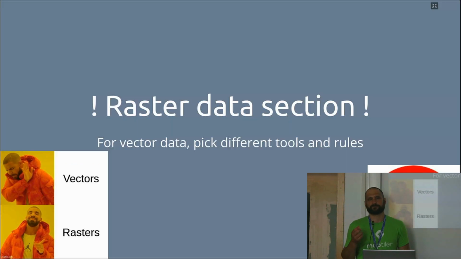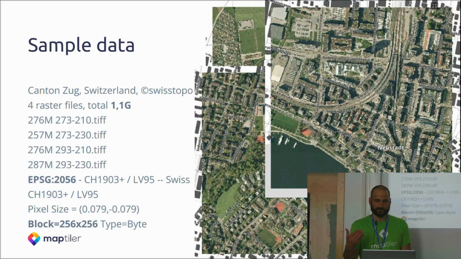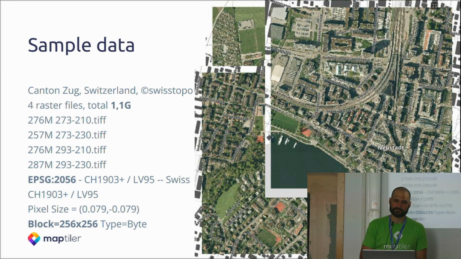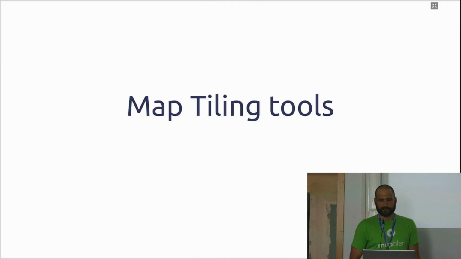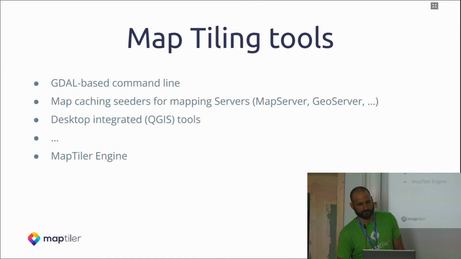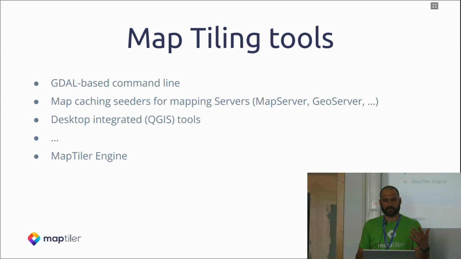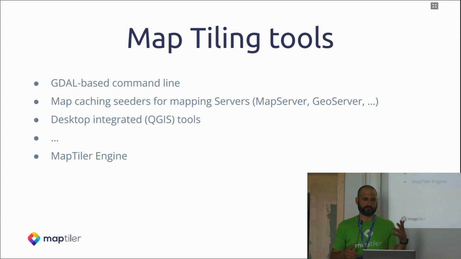So now I'm going to speak only about raster data. I'm not going into the vector data topic. Let me remind you that my testing data set was 1 gigabyte big, 4 tiles together, using the Swiss local projection. The map tiling tools we can use, what I found and tested, I could split into, let's say, 3 groups.